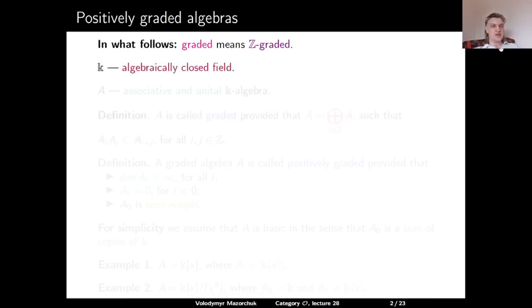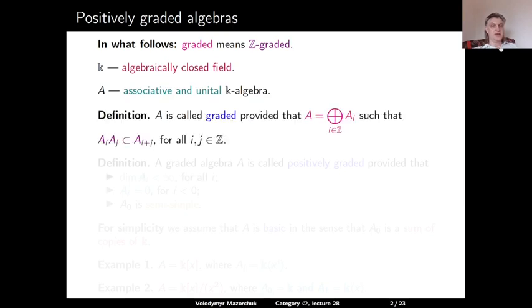We fix an algebraically closed field K and let A be an associative and unital K-algebra. The algebra A is called graded, provided that A is a direct sum of homogeneous components A_i, indexed by integers, such that the product of A_i and A_j ends up in A_{i+j}, for all integers i and j.